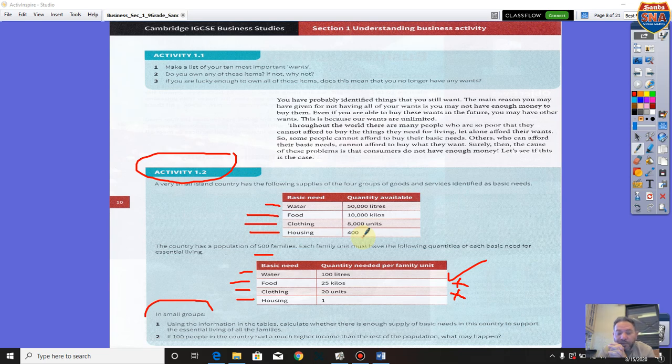What is the economic problem? The economic problem says that there exist unlimited wants, but limited resources for producers. So we do not have enough for all the families in this island. This small island, as we discussed, does not have enough for these 500 families. Okay, guys, I hope this is very clear.